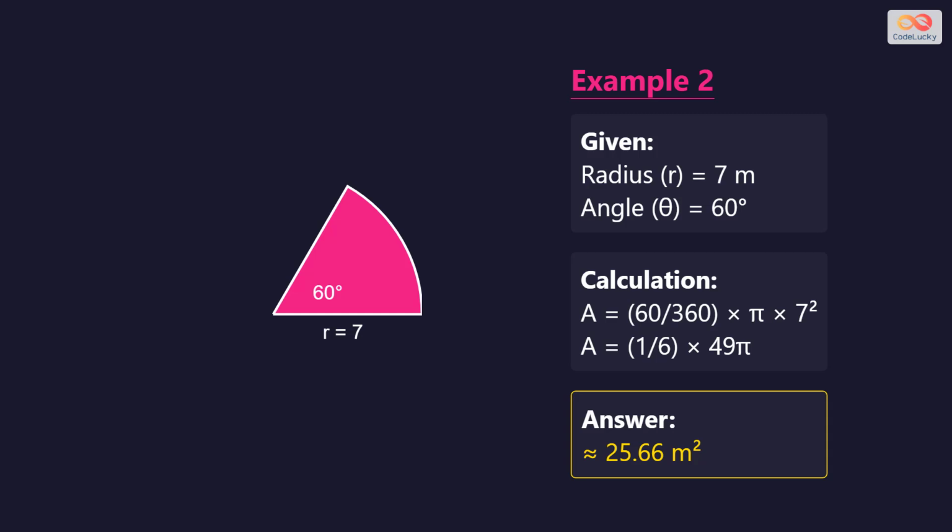Here is another example. The radius is 7 meters and the angle is 60 degrees. 60 divided by 360 is 1/6. 7 squared is 49. So our area is 1/6 of 49 pi. This comes out to approximately 25.66 square meters.